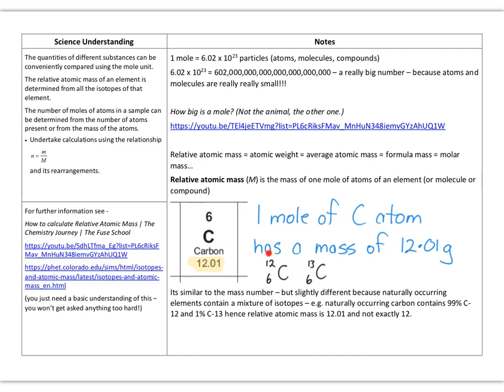If it was all carbon-12, that mass number would be 12.0000. But because there's a small amount of carbon-13, if you had 100 carbon atoms, there would be 99 carbon-12s there, but there'd be 1 carbon-13 there. So that just sort of lifts up the average, and that means that the mass is slightly greater than 12.